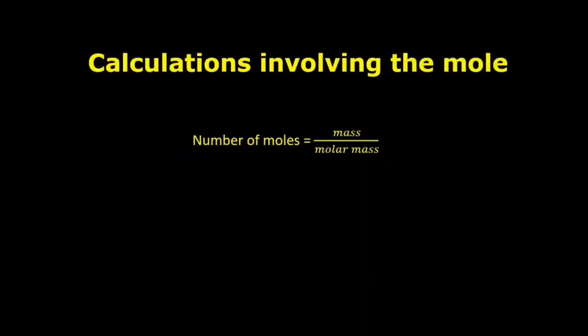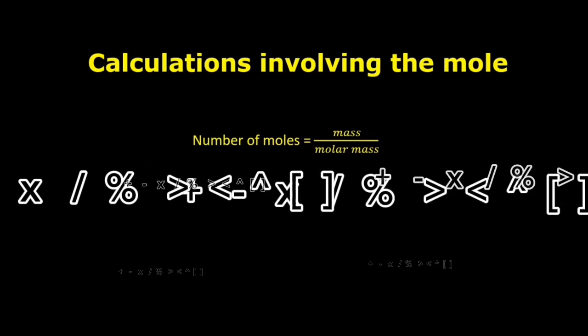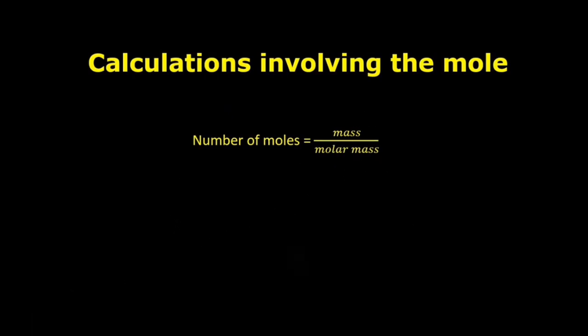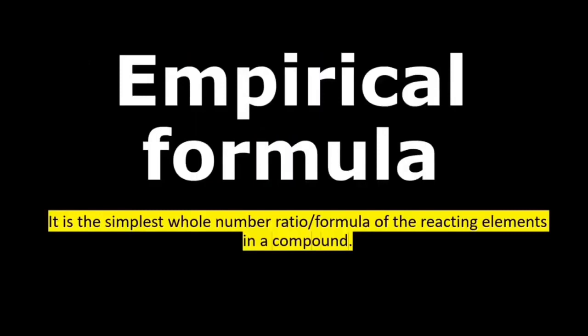Now, calculations involving the mole use this concept. To find the number of moles, you divide the given mass of the substance by the molar mass. We're going to look now at some of the calculations which involve the usage of the mole. One of the most important calculations involving the mole is the calculation of the empirical formula. The empirical formula is the simplest whole-number ratio or formula of the reacting elements in a compound.